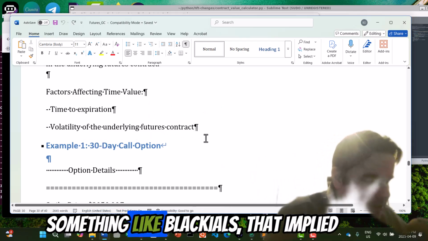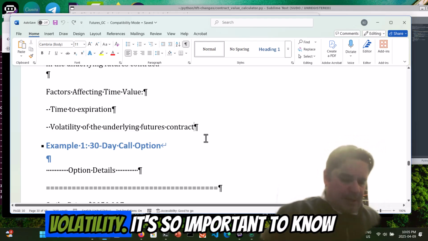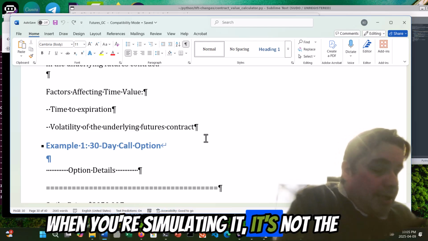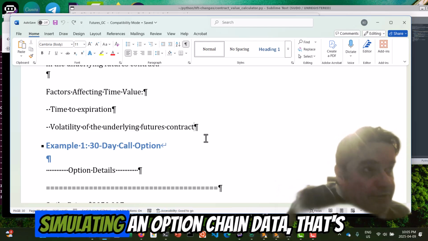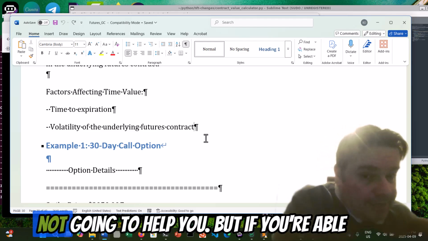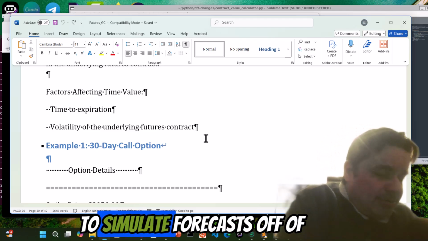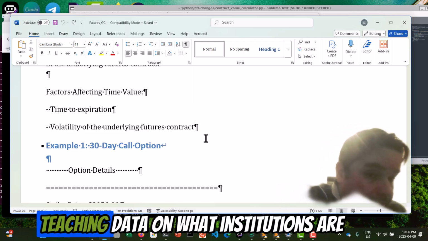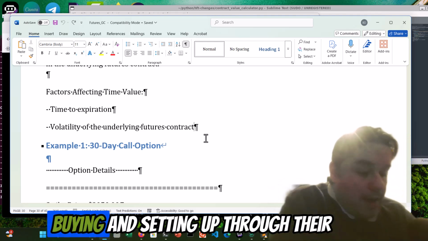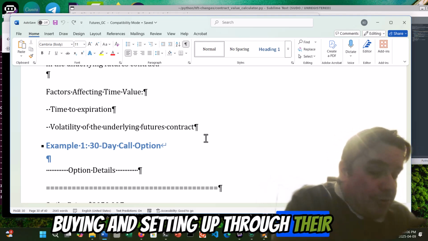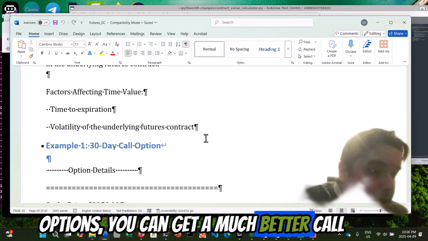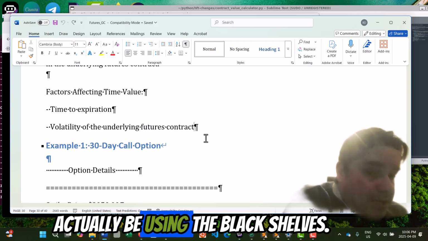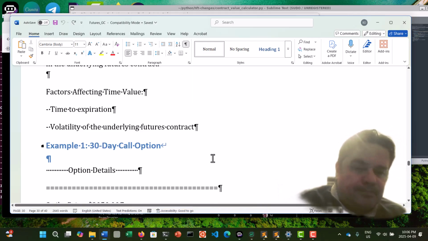That's why when you're using something like Black-Scholes, that implied volatility is so important to know and be able to calculate correctly. When you're simulating it, it's not the best. Or I should say, if you're simulating it off of simulated option chain data, that's not going to help you. But if you're able to simulate and forecast off of option chain data provided by an exchange, on what institutions are buying and setting up through their options, you can get a much better call on what the implied volatility will actually be using Black-Scholes.